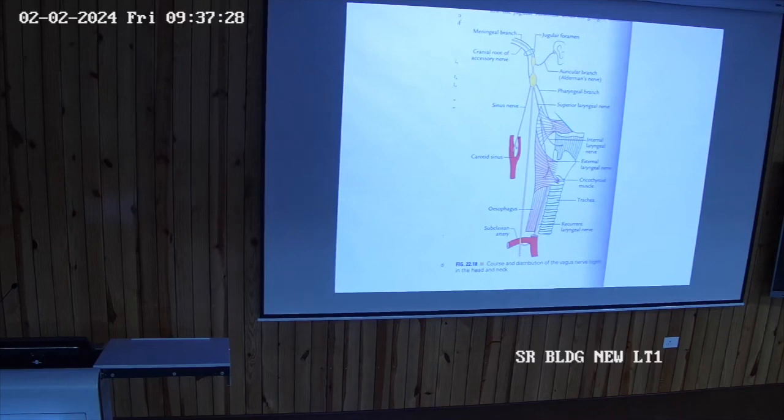So that is the auricular branch of the vagus nerve, or Elderman's nerve. Why it is called Elderman's nerve, I have told you. Now come to the branches from the inferior ganglion. The nerve gives different branches from the inferior ganglion. First is the pharyngeal branch. The pharyngeal branch of the inferior ganglion runs its course downward between the internal carotid artery and the external carotid artery, and it takes part in the formation of the pharyngeal plexus.